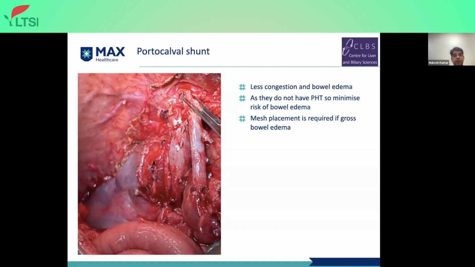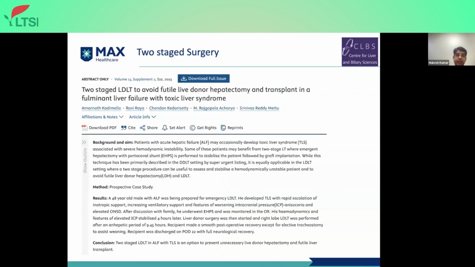Yeah, next. So many times when a patient is too sick and you are not able to decide whether we should go ahead with the transplant or not, after proper counseling of the patient, you can do two-stage surgery where recipient explant is done first, and if the patient improves, then you can go ahead with transplant, as published by Dr. Reddy et al.